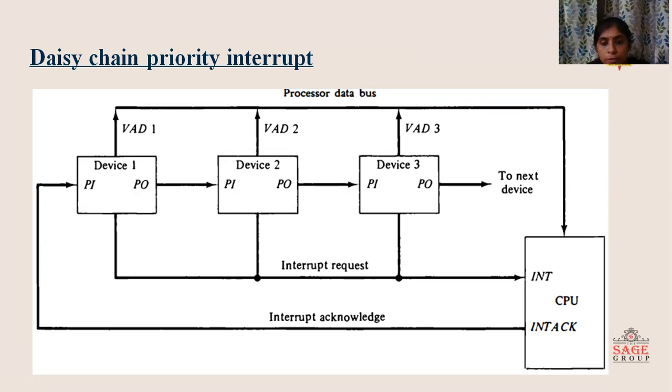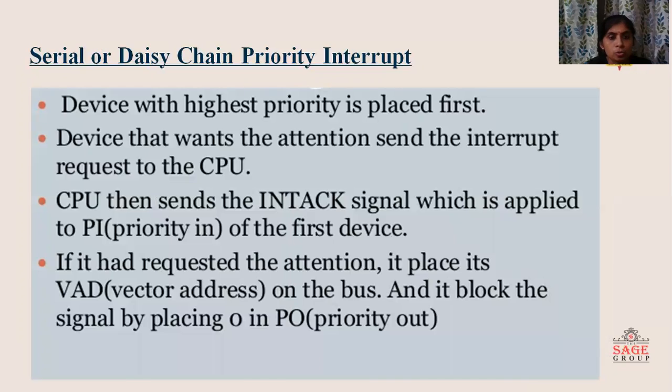The direction of all these signals, interrupt request, interrupt acknowledgement and vector address, are bidirectional signals. All these devices are connected serially, device 1 output is given to device 2, and device 2's output is given to device 3, and all the devices' vector addresses are given to the CPU. Here PI stands for priority in and PO stands for priority out. VAD stands for vector address.